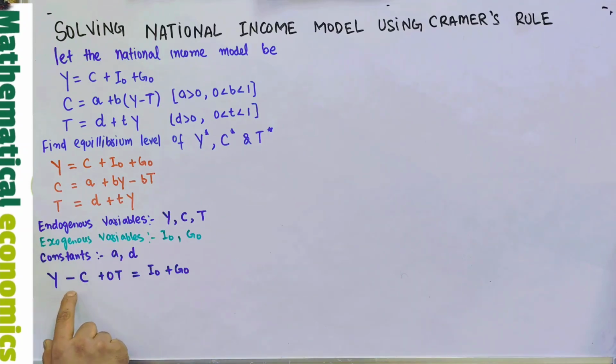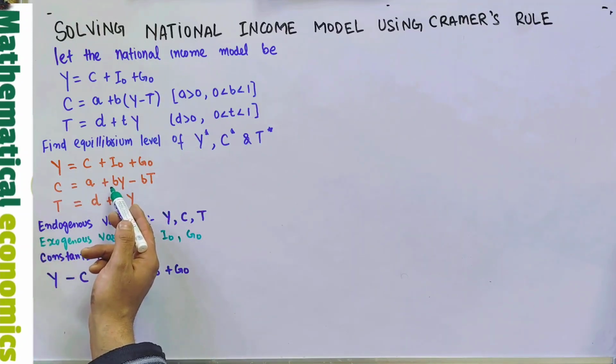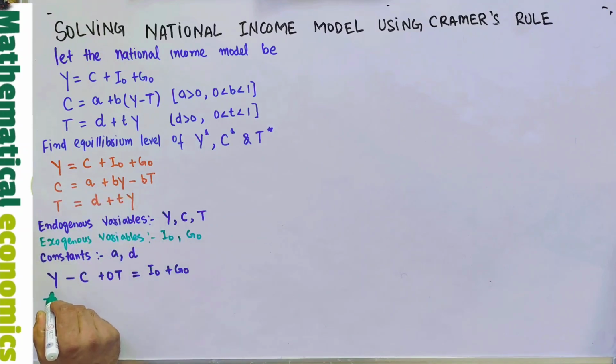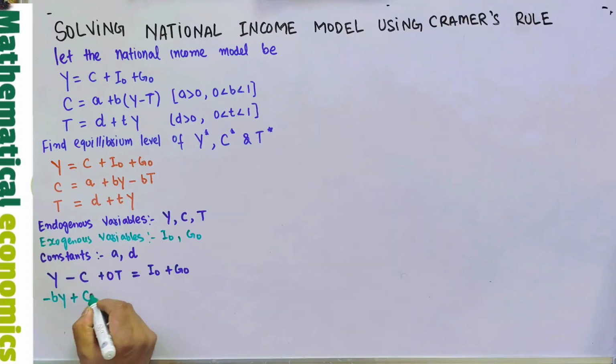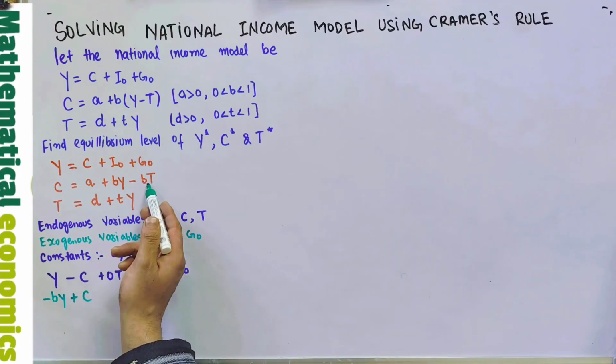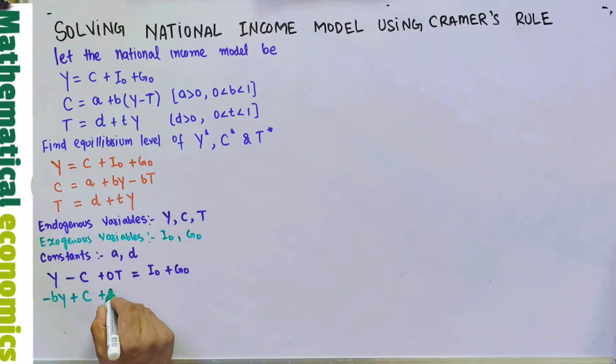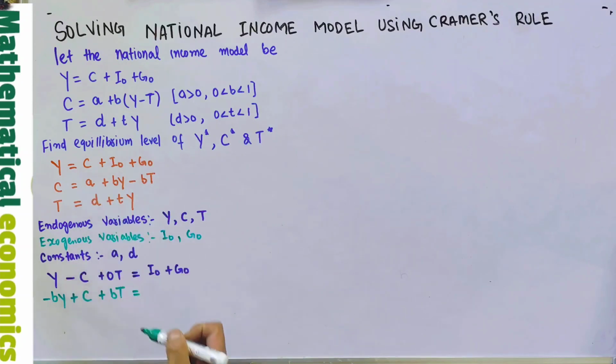So we have y minus c plus 0t. Similarly, in the second equation, if I transpose by here, it will become minus by. Then I have c, and if I transpose minus bt, it will become plus bt. So we write bt, which is y minus t. What we are left with on the RHS is only a, which is the constant.